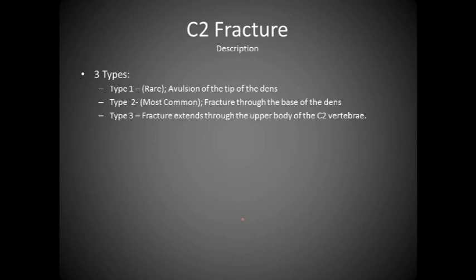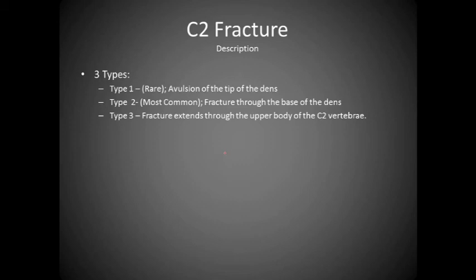So that brings us to a C2 fracture. There are three types. Type 1 is very rare, which is simply just an avulsion of the tip of the odontoid. Type 2 is the most common, which is a fracture through the base of the odontoid. And type 3 extends through the upper body of the C2 vertebrae.